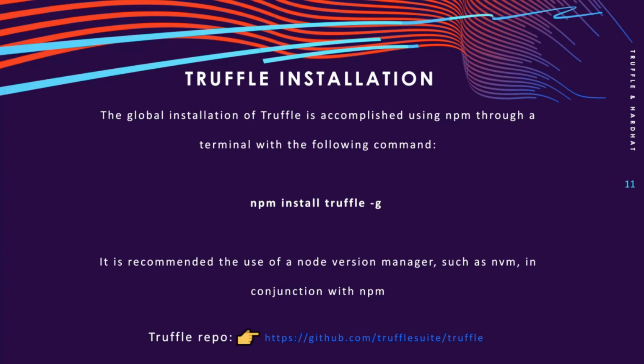After installing those prerequisites, you need to install Truffle itself. The global installation of Truffle is accomplished using npm through a terminal with this command here, npm install truffle -g. The official documentation for Truffle strongly recommends the use of a node version manager such as nvm in conjunction with npm. Additionally, one must refrain from using sudo while installing Truffle, as it may cause permission errors in certain situations, but you need to be careful with that. You could also go to this repo here and follow the instructions there if you need to do your own modifications to the Truffle source code.